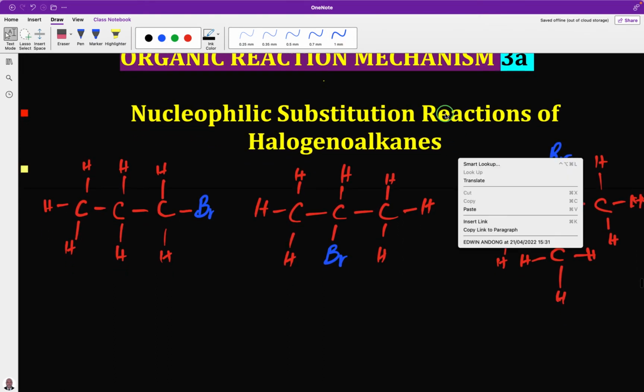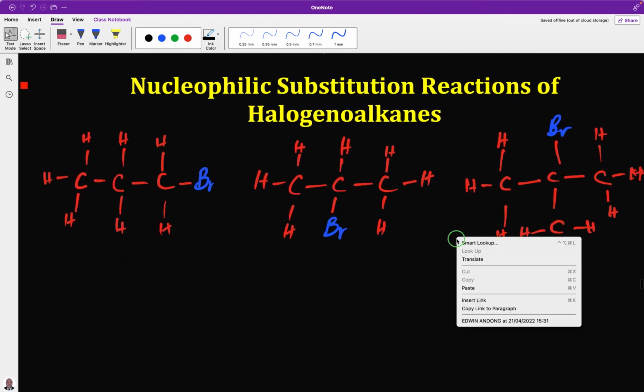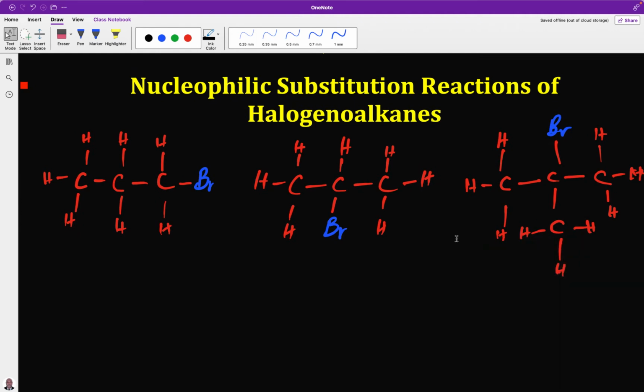Here we have a carbon atom. The carbon atom holding the bromine has how many alkyl groups attached to it? It has 3 alkyl groups, and these alkyl groups are methyl groups. There are 3 methyl groups attached to the carbon atom holding the bromine. We have 1 here, 2, 3. In this case, we call this halogenoalkane a tertiary halogenoalkane.